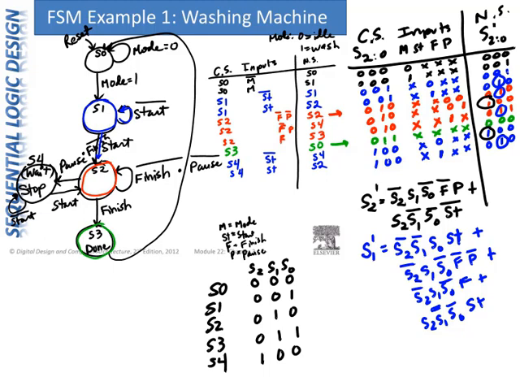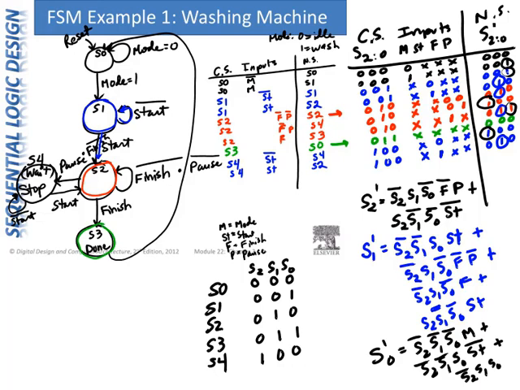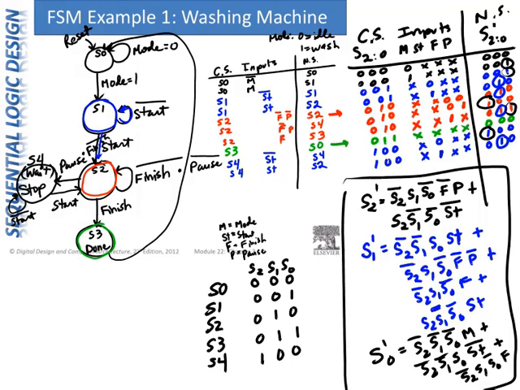Finally, our last state bit, we have 3 possible cases of 1s. S0 prime is going to be S2 bar, S1 bar, S0 bar, and M, or S2 bar, S1 bar, S0, and ST bar, or S2 bar, S1, S0 bar, and F. So here we have our next state equations.